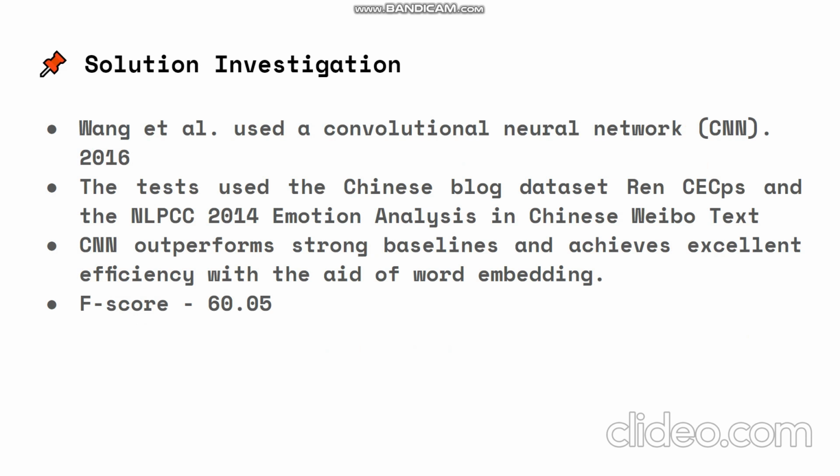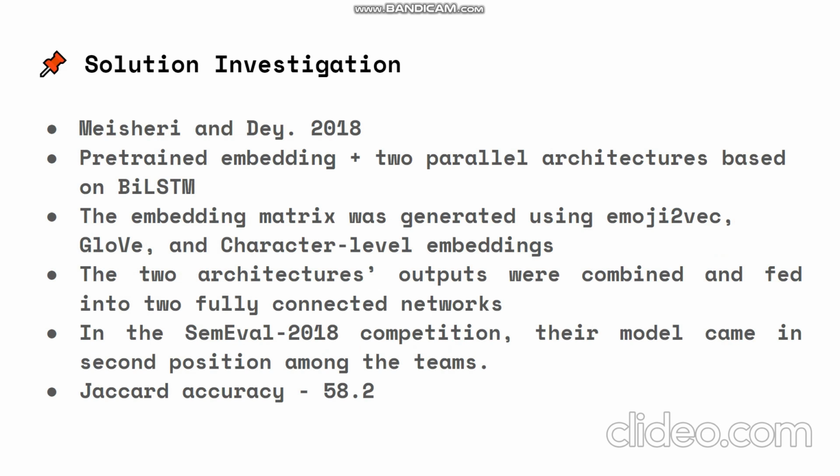So the texts were mostly Chinese, and the result was 60.05 points by F score metric. The next solution was done by Meisheri and Dey in 2018, and they used pre-trained embeddings with two parallel architectures based on the BiLSTM approach. The embedding matrix was generated using emoji2vec, GloVe, and character level embeddings. These two architectures' outputs were combined and fed into two fully connected networks. In the same 2018 competition, their model came in second position among the teams, and the result was 58.2 by Jaccard accuracy.